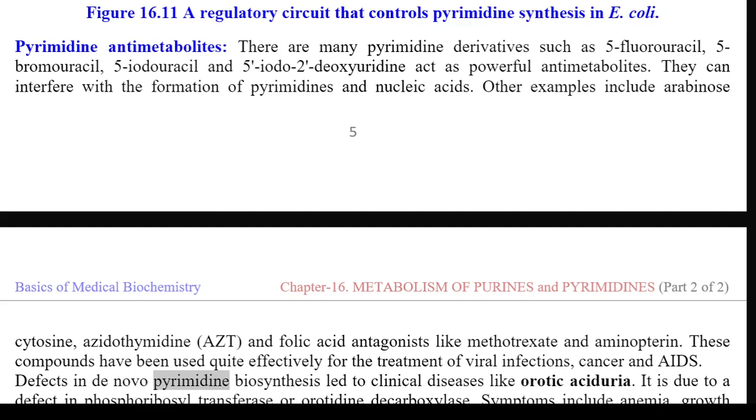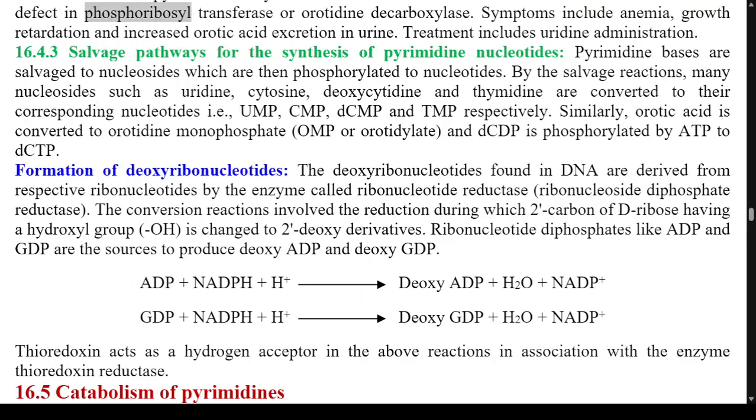Defects in de novo pyrimidine biosynthesis lead to clinical diseases like orotic aciduria. It is due to a defect in orotate phosphoribosyl transferase or orotidine decarboxylase. Symptoms include anemia, growth retardation, and increased orotic acid excretion in urine. Treatment includes uridine administration.